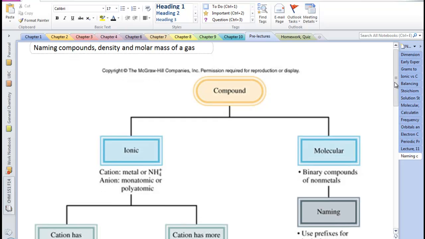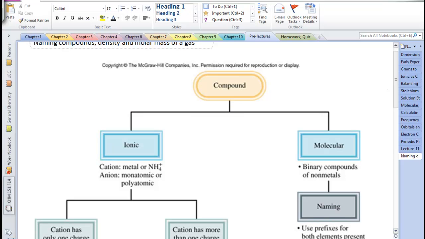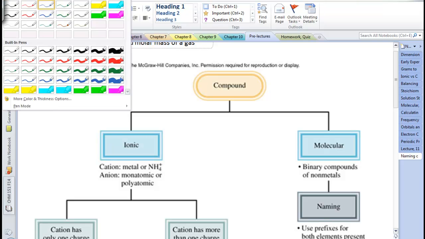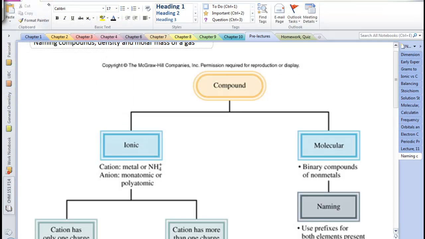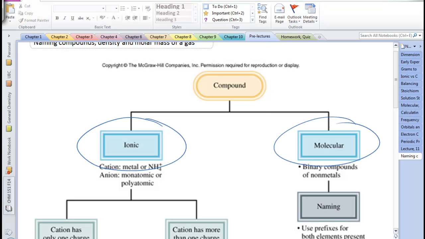So here's a nice flow chart that goes through the thought process you have to put together to name a compound. The first thing: the two types of compounds we focused on are ionic and molecular. They're usually pretty easy to tell apart. Molecular compounds are composed of nonmetals. That's most of what we've been focusing on with Lewis structures. We also call these covalent compounds. They're sharing electrons.